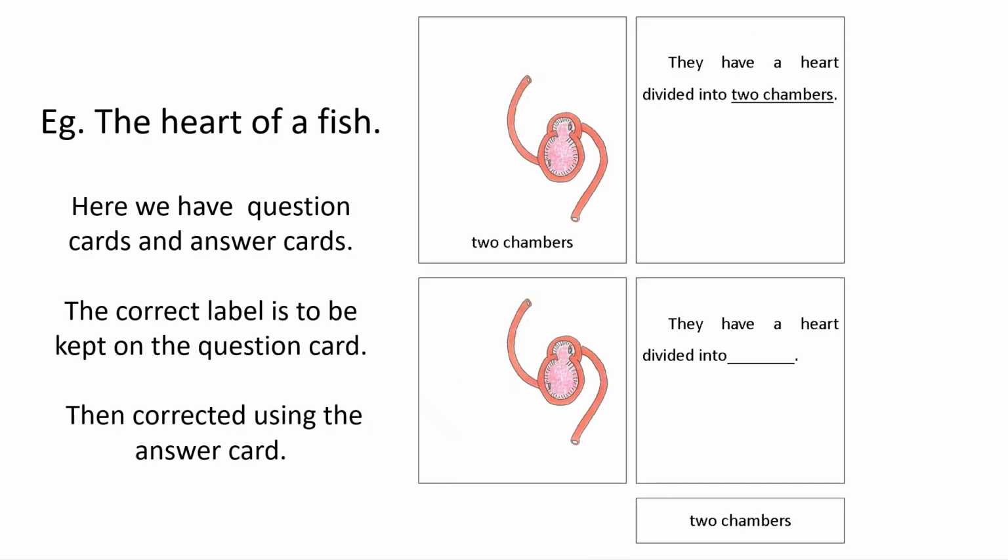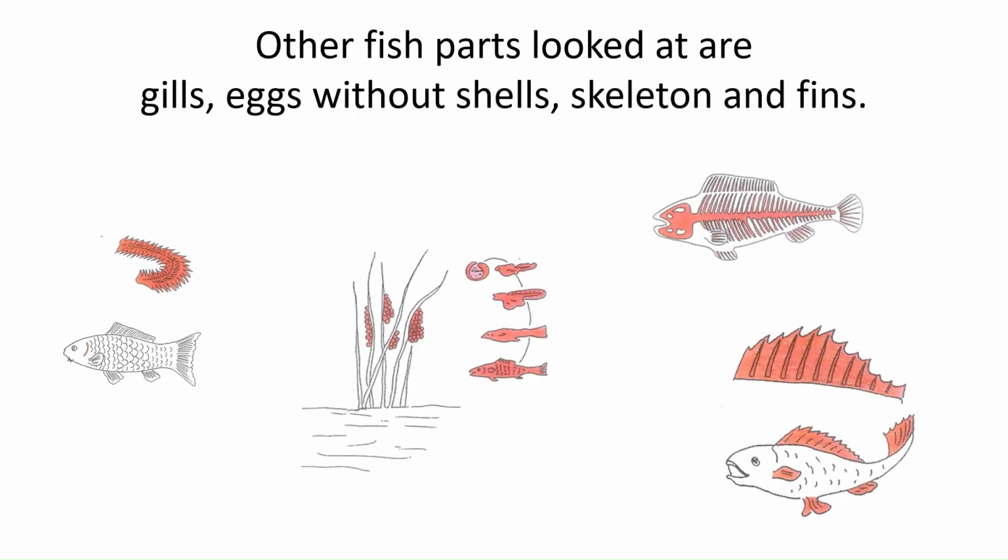This slide shows the heart of a fish, and here we have question cards and answer cards. The correct label is to be kept on the question card, then corrected using the answer card, just as in the previous picture. Other fish parts looked at are gills, eggs without shells, skeleton, and fins. So these will have the 3-part cards as shown in the earlier slides.